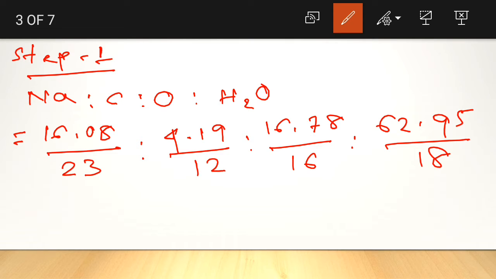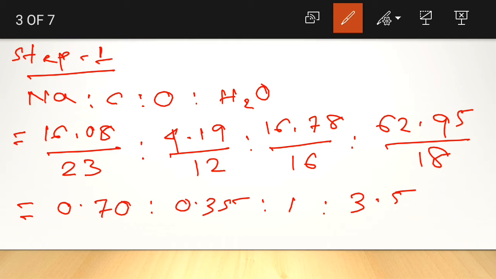Now what is the answer? It will give 0.70, 0.35, 1, and 3.5. Now take this lowest number, which is 0.35, and divide all of these ratios. That is step 2.